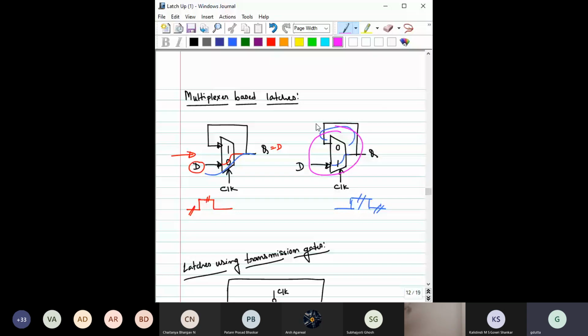Before we go into this, what is the difference between number 1 and number 2? Here you can see D is connected to Q when clock is equal to 0, so this one is called a negative latch. And here D is connected with Q when the clock is equal to 1, so this is called a positive latch. Negative latch, positive latch is fine. Now let us see the implementation.